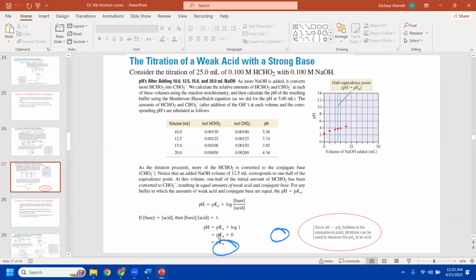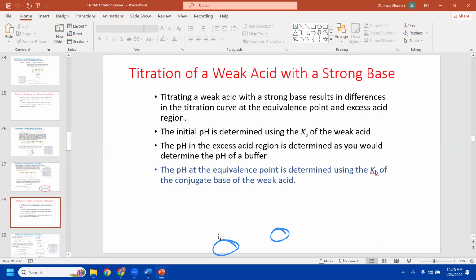Next thing we do, so this is what we talked about last time. This is showing us how to do 10, 12 and a half, 15, and 20 mLs. Now, let's find the pH at the equivalence point. Do we all understand how to find the equivalence point of a solution? Yes? How do we do it, Cade?